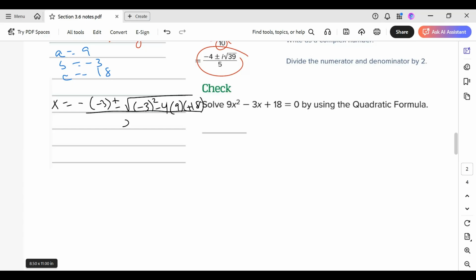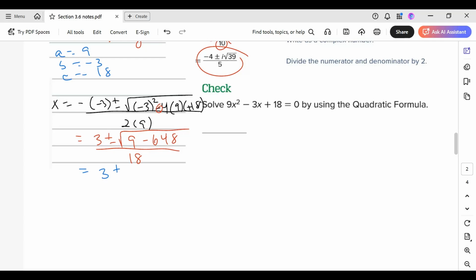All divided by 2 times 9. You have to set up your problem. We do our math here and we see negative and negative makes it positive 3, plus and minus the square root. Negative 3 squared is a 9, minus 4 times 9, 4 times 9 is 36, and then 36 times 18 gives us 648. Remember, it's a minus sign, so it's minus 648, all divided by 2 times 9, which is 18. At this point, you do the math and sign.